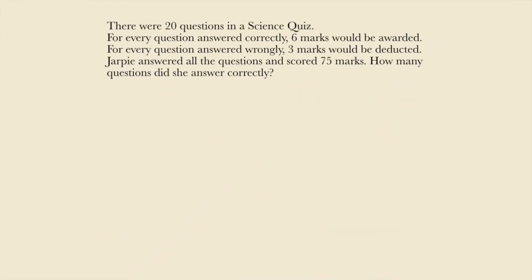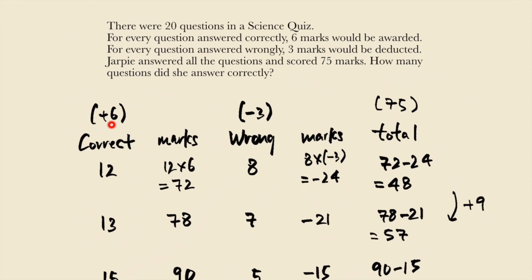20 questions in the science quiz. Every correct one, 6 marks awarded. Every wrong one, 3 marks deducted. So same thing, let's draw up the table. The number of correct answers, 6 marks each. Wrong answers, minus 3. Total 20 questions. So I'm going to guess 12 and 8. 48 marks, too few marks. So let's increase the number of correct answers by 1 and decrease the wrong answers by 1.